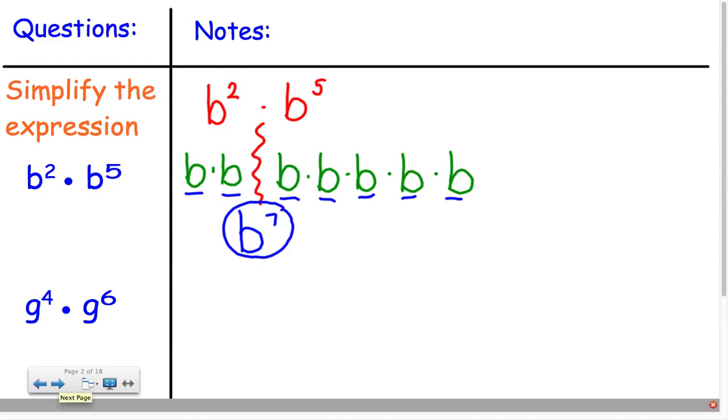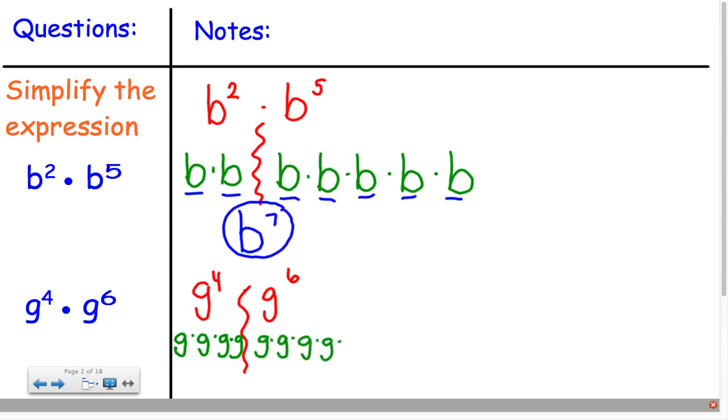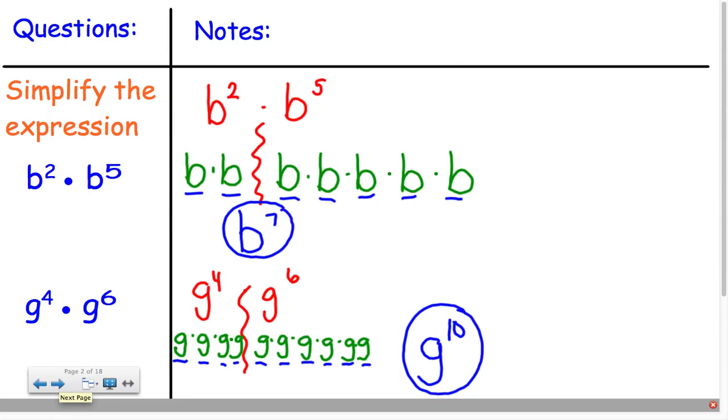All right, if I have g to the 4th times g to the 6th, I'll put my squiggle. If I have g to the 4th, that's 4 g's. If I have g to the 6th, that's 6 g's. So then to get my answer, I'm going to write my g, and I'm going to count how many I have. 1, 2, 3, 4, 5, 6, 7, 8, 9, 10. So g to the 10th is my answer. If I had added my exponents, 4 and 6 make 10.